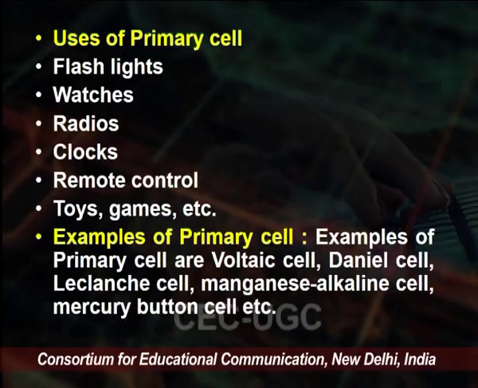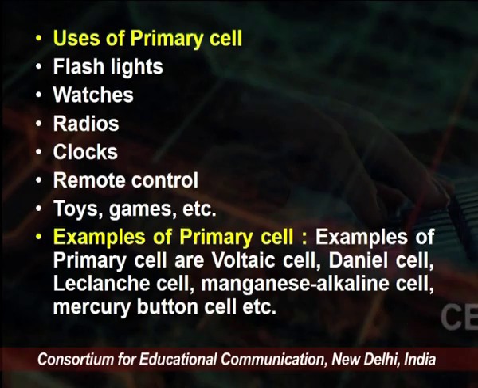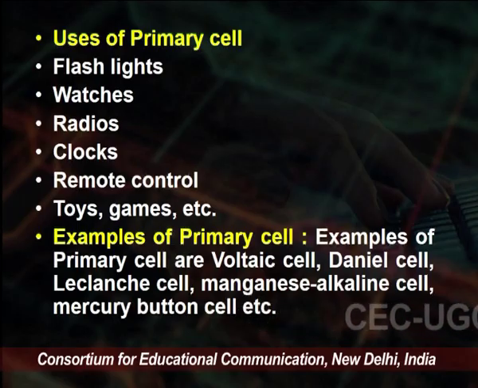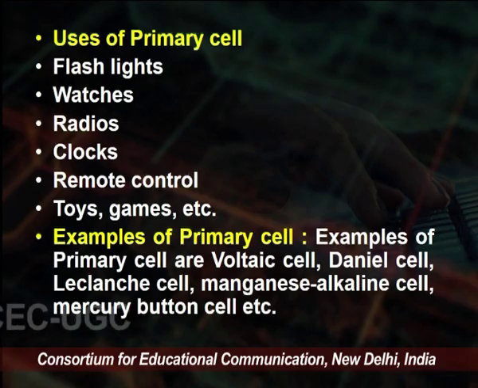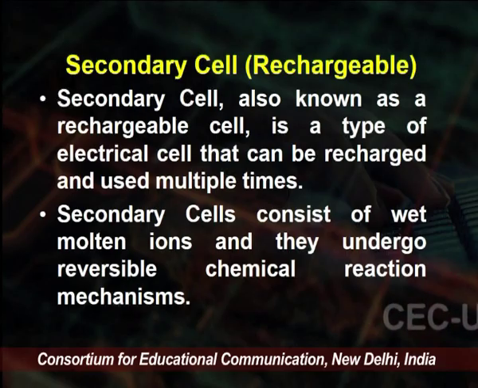What are the uses of this? We use it in flashlights, wall clocks, radios, remote control toys, games, etc. This is our daily use cell. Examples of the primary cell are the voltaic cell, Daniell cell, Leclanche cell, manganese alkaline cell, and mercury button cell. So there are various types of primary cells.